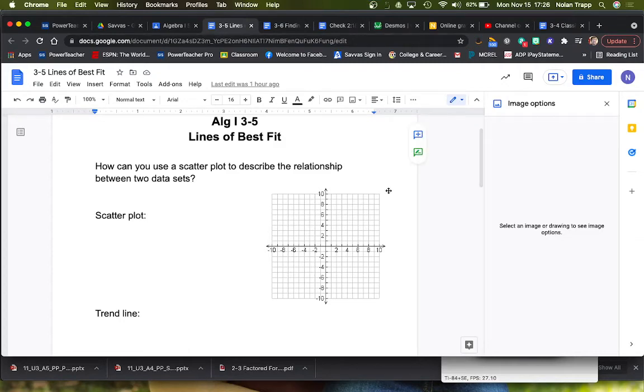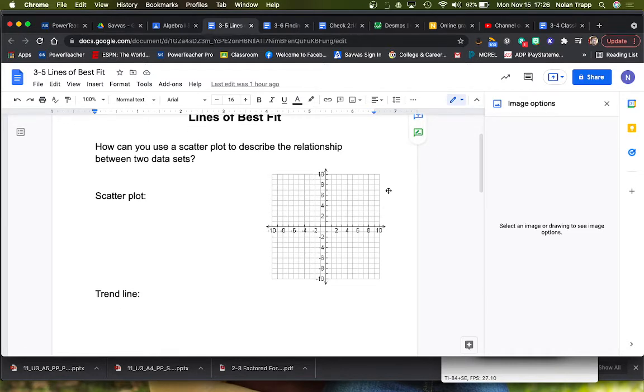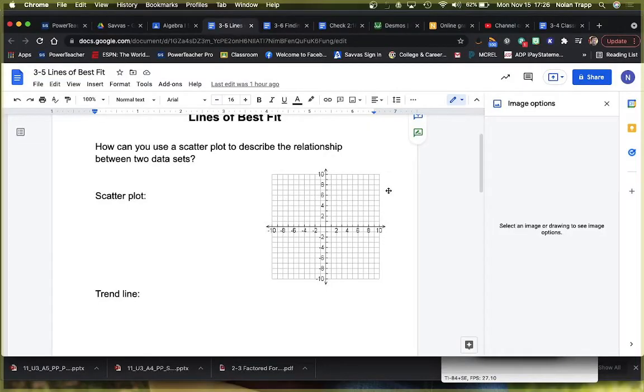Okay, so we are going to talk about scatter plots and finding lines to represent the data. First off, I hope you know what a scatter plot is, but if you don't, I'm going to draw one real quick for you. That's an example of a scatter plot.